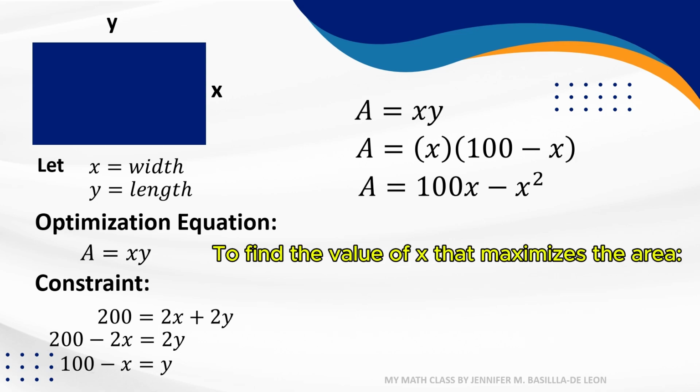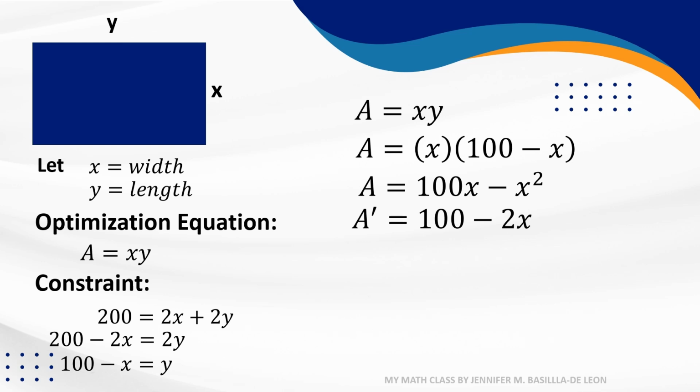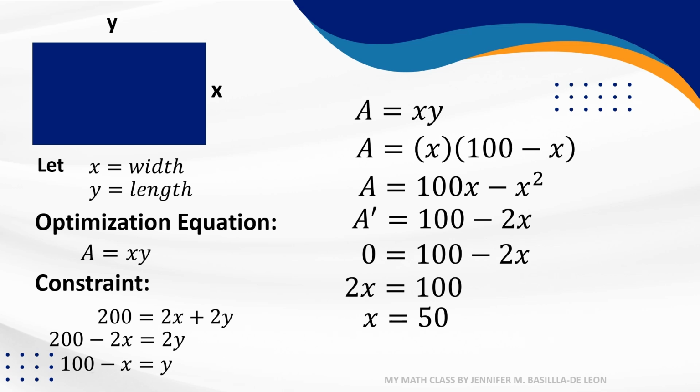To do this, we apply the rule for differentiation. f prime of x equals u prime minus v prime when f of x is equal to u minus v. Hence, the derivative is 100 minus 2x. Setting this equal to 0 gives 0 equals 100 minus 2x. Solving for x, we find x equals 50.